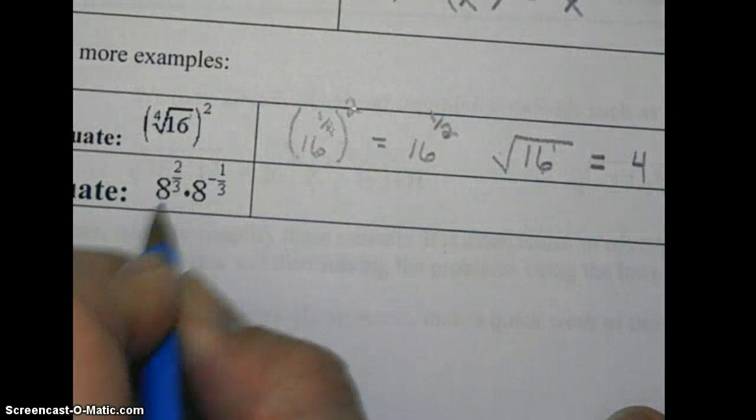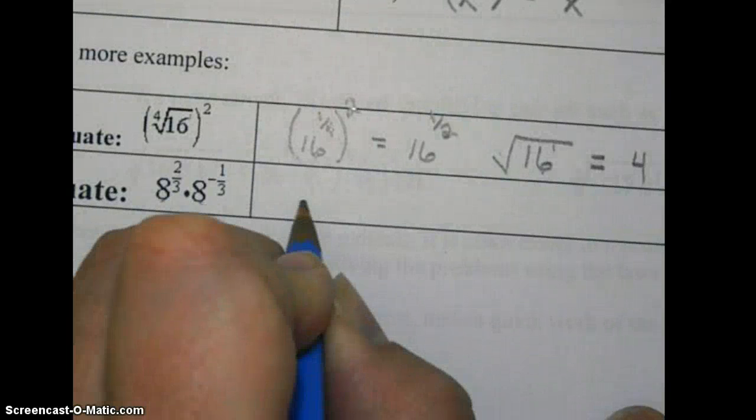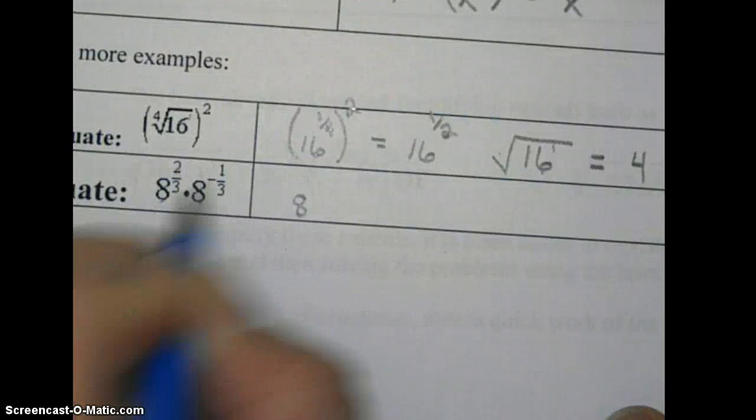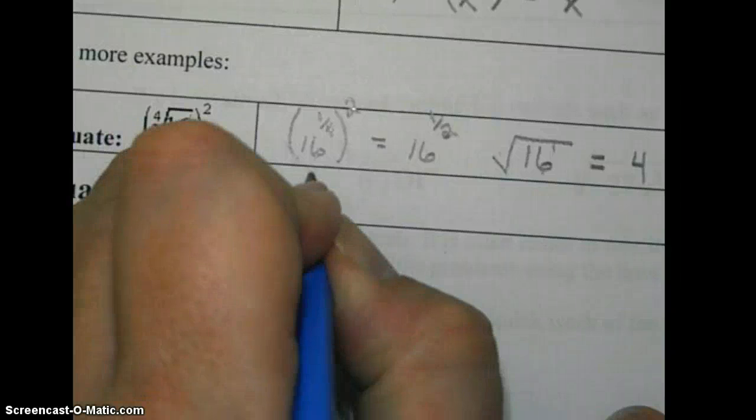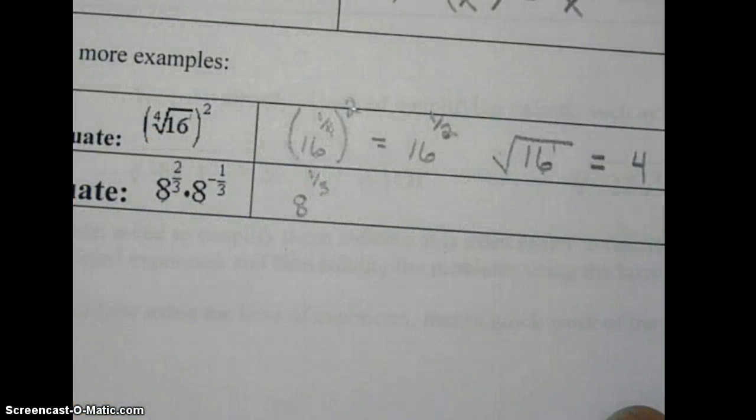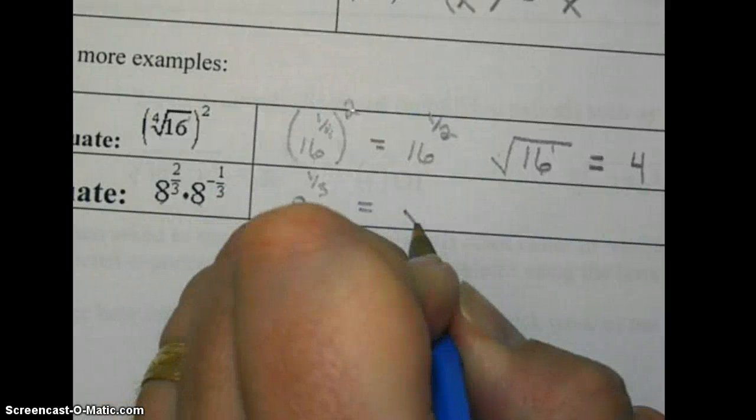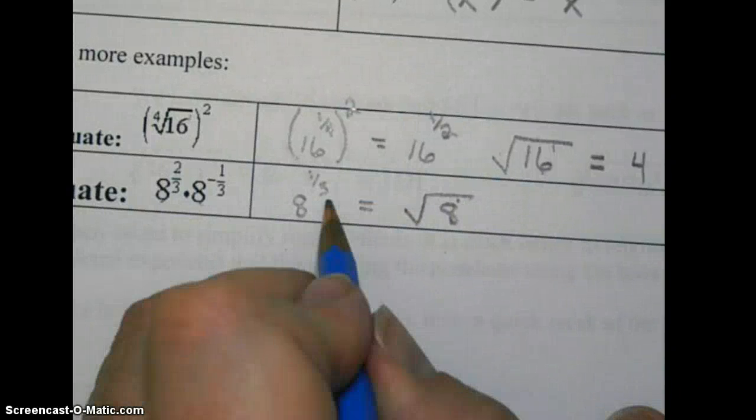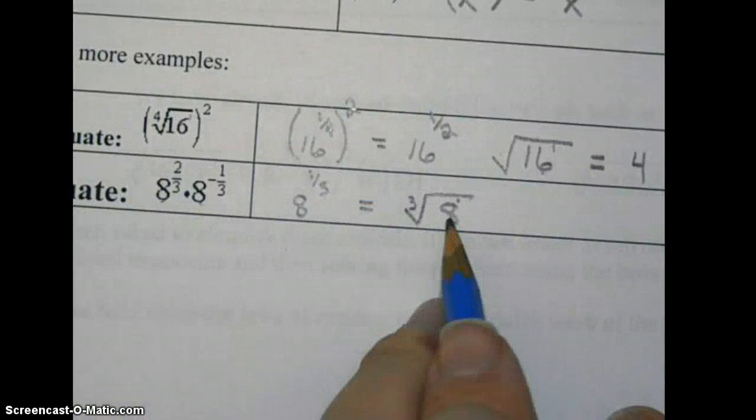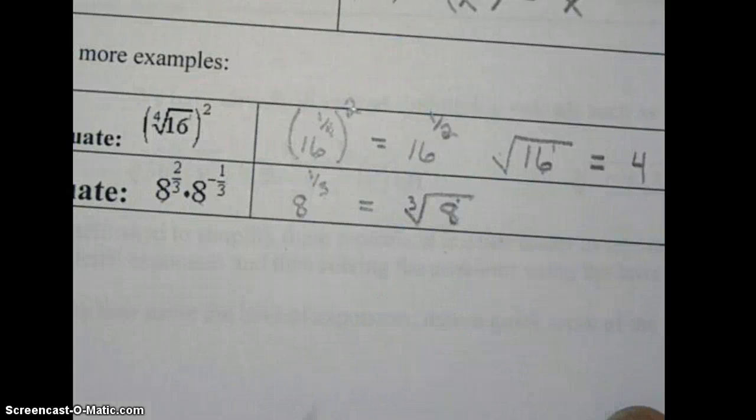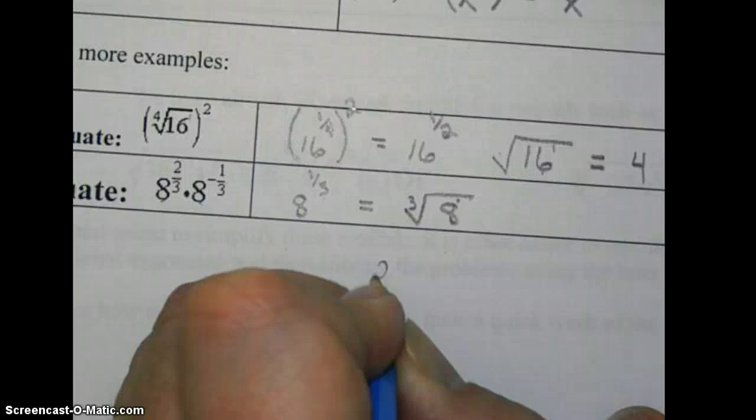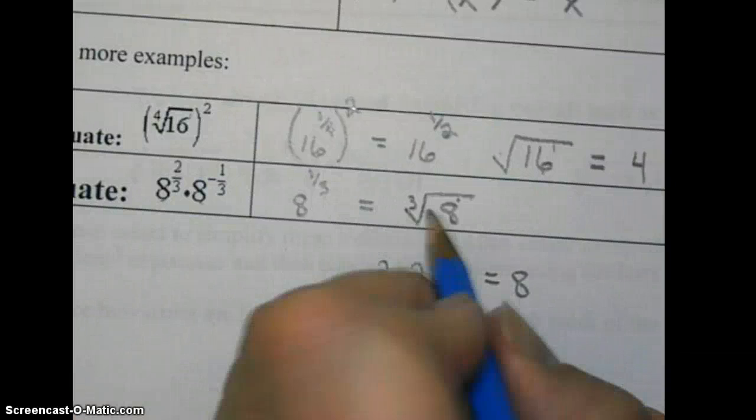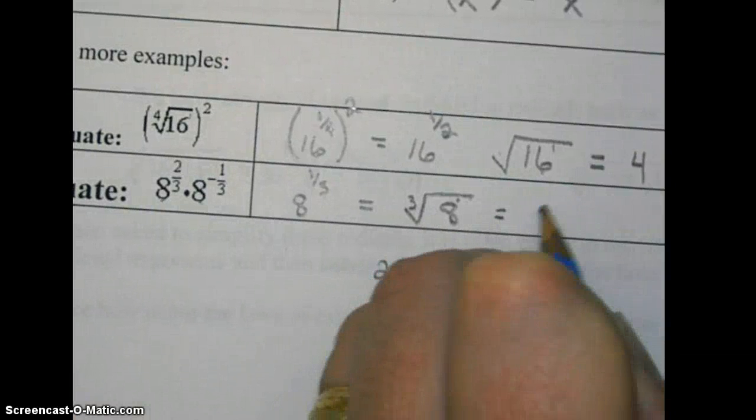All right, here we are multiplying like bases. When multiplying like bases, that's right, you add the exponent. So 2/3 plus negative 1/3 is 1/3. We're going to convert that back to a radical. So the 1 goes on the 8. The 3 goes in here. Well, what number times itself 3 times gives you 8? 2 times 2 times 2 gives you 8. So the cube root of 8 is 2.